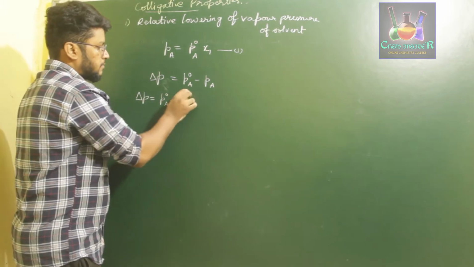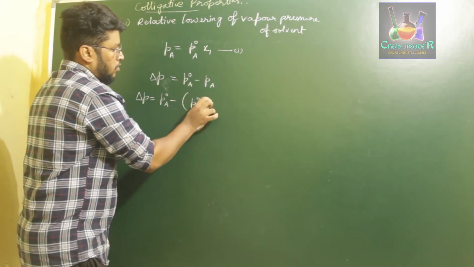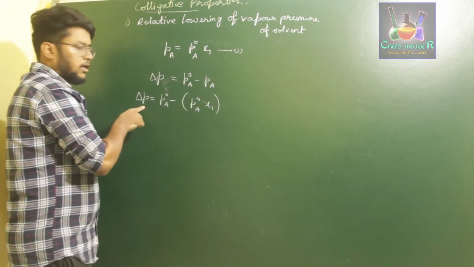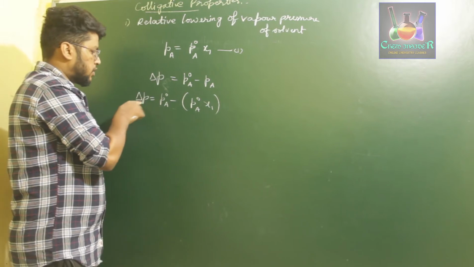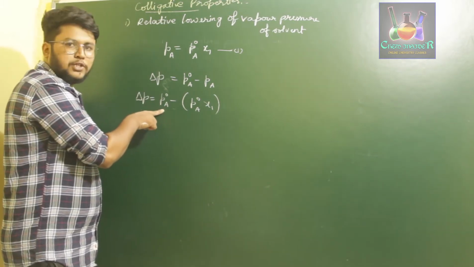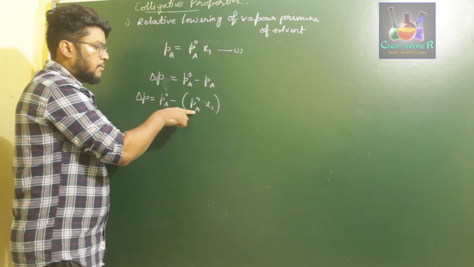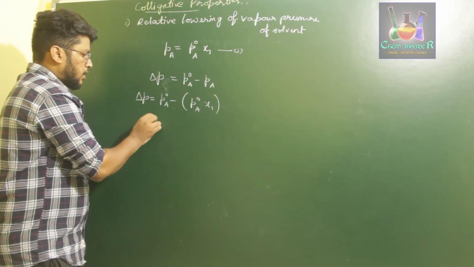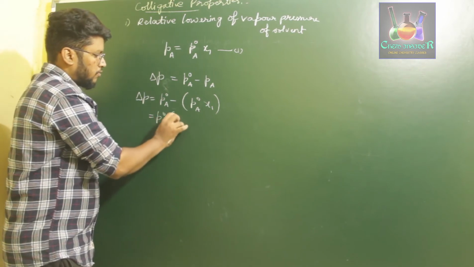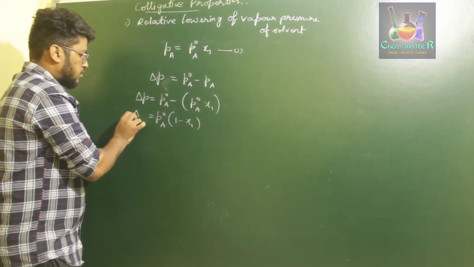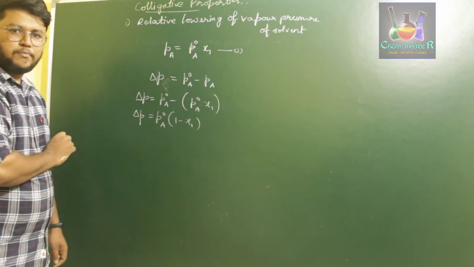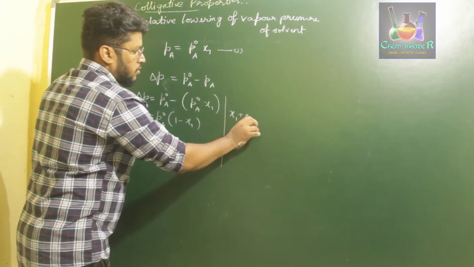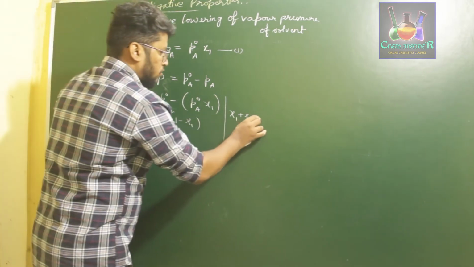So if you substitute the value of PA from equation 1, delta P will be equal to PA naught minus PA naught times X1. We get the change in vapor pressure equal to the partial pressure of the pure solvent minus the partial pressure of the pure solvent into the mole fraction of the solvent. On taking PA naught as common, we get PA naught times (1 minus X1), which equals delta P. Now we know that the mole fractions of a binary solution are given as X1 plus X2 is equal to 1.